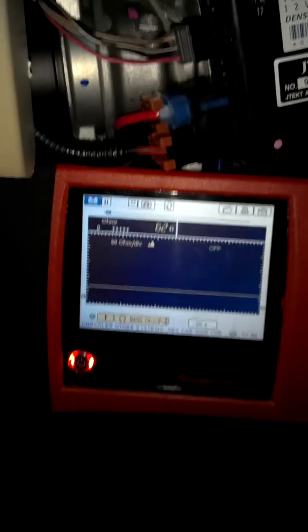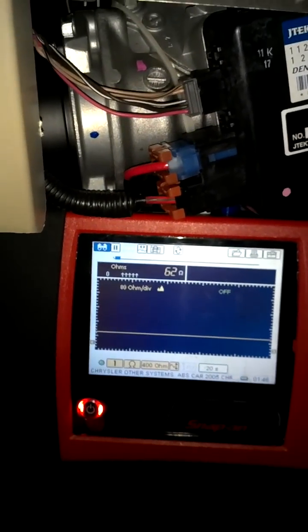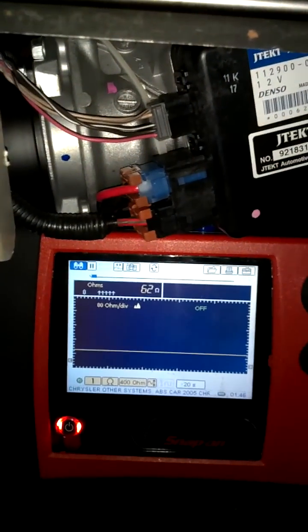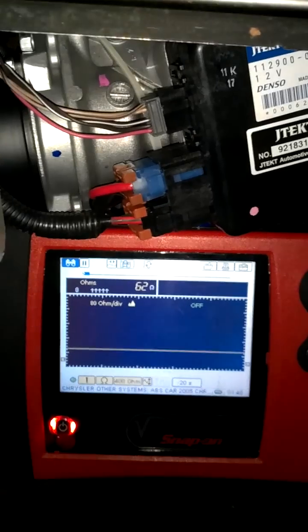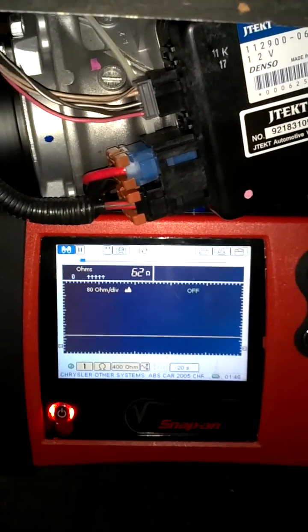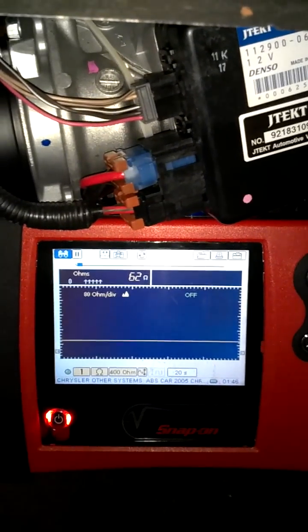You can see that it's currently at 62 ohms of resistance, which is normal. Two 120 ohm terminating resistors in parallel gives me approximately 60 ohms of resistance, so 62 is just fine.